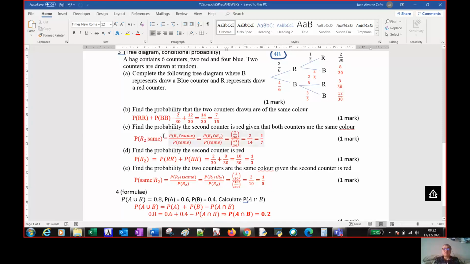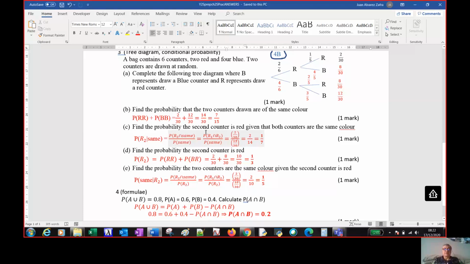So if we use the definition, probability of the first given the second is probability of the first and the second divided by probability of the second, we get the probability that the second one is red and that they're both the same over the probability that they're both the same. Now the probability that they're both the same we did in part B, which is 14/30. The probability that the second one is red and that they're both the same color must mean that the first one is red as well as the second one being red. Okay, they're both the same, and the second one's red means the first one must be red too.